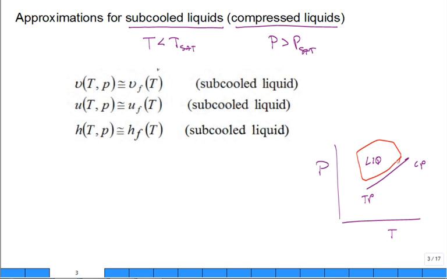Okay. Now we have these additional approximations. I already got one email, blah, blah, blah, can't solve this problem.